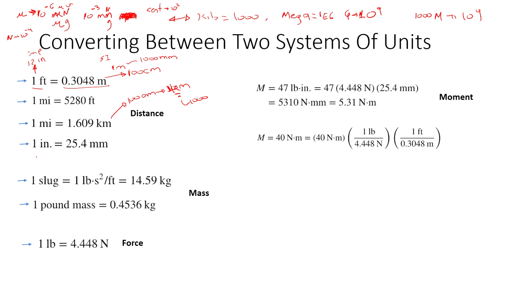Since 1 foot is 12 inches, we can move from inches to millimeters very easily because 1 inch is 25.4 millimeters. All these things are units of distance. So 1 inch is 25.4 millimeters, 1 mile is 1.6 kilometers, and 1 mile is 5,280 feet.